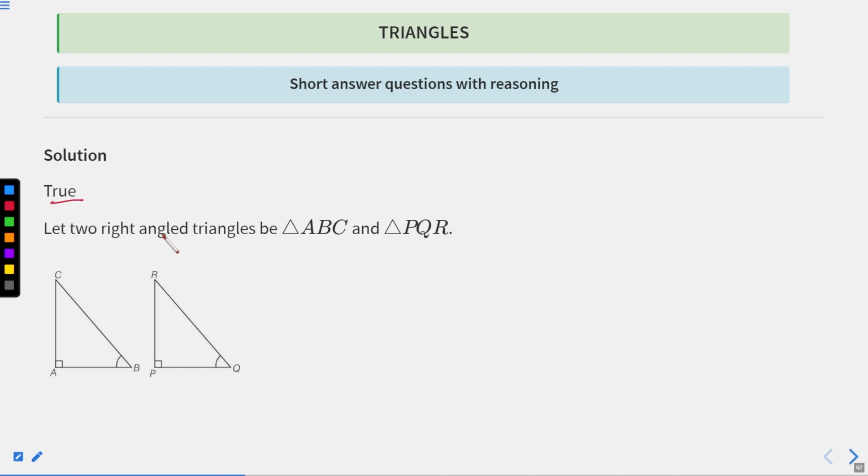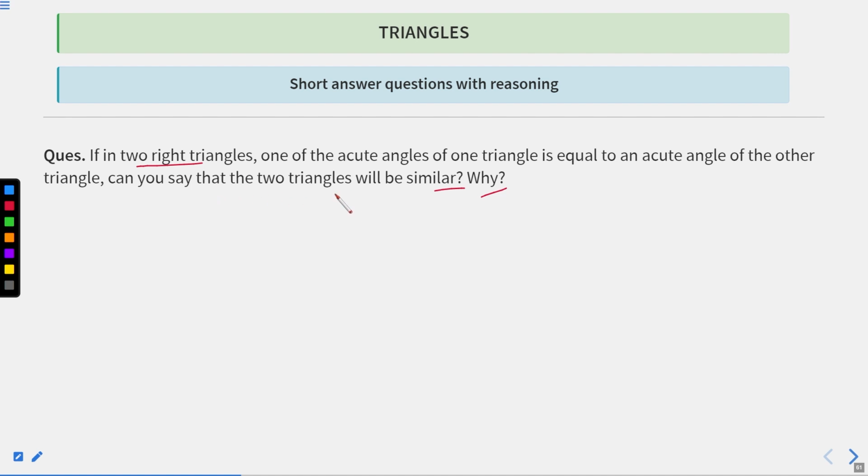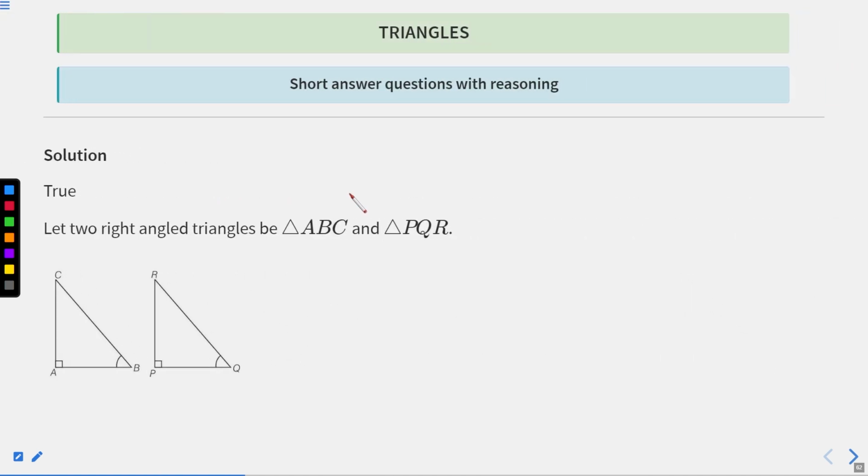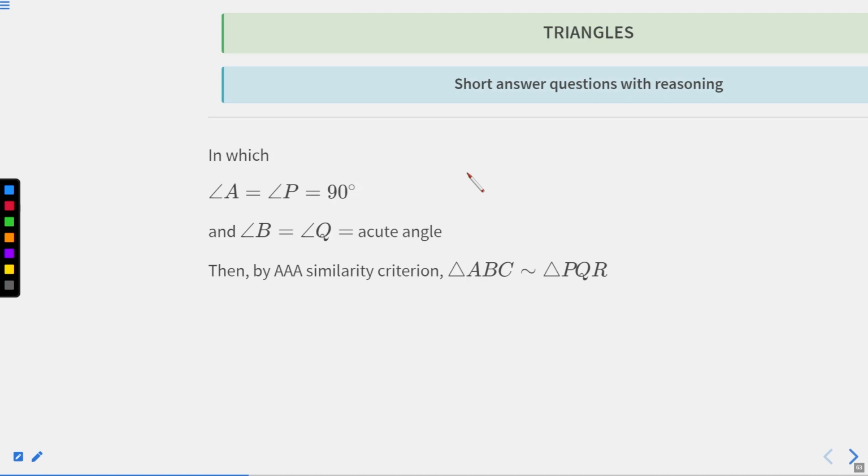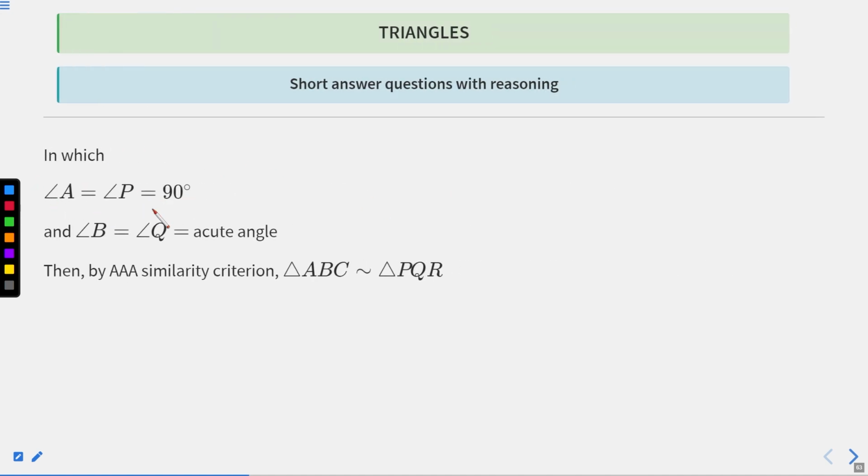Here these two triangles are similar. Okay, so let us see why. Let the two right angle triangles be triangle ABC and triangle PQR. So we have these two right angle triangles, in which angle A is equal to angle P, that is 90 degrees, and angle B is equal to angle Q, which is an acute angle. Then by the angle similarity criteria, triangle ABC is similar to triangle PQR.